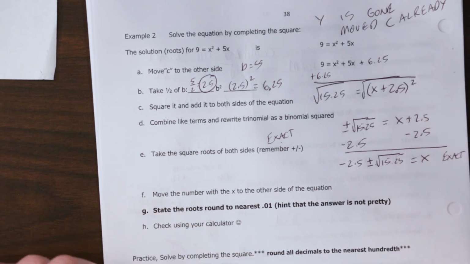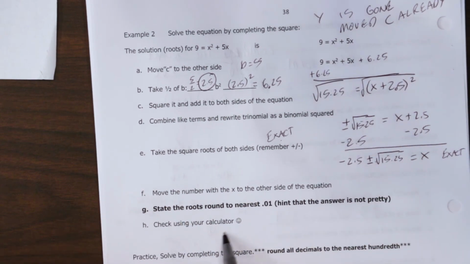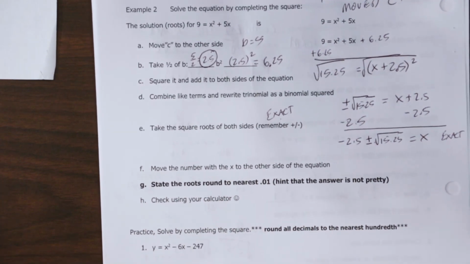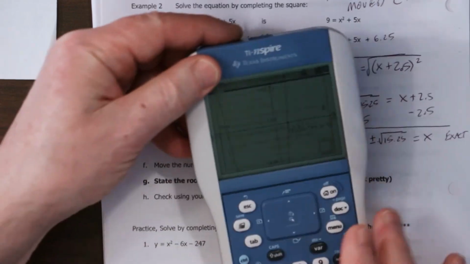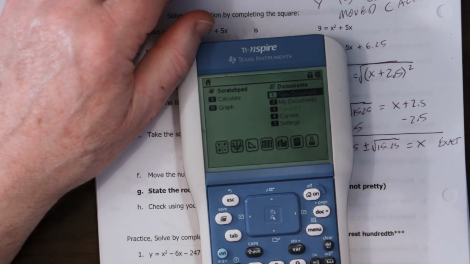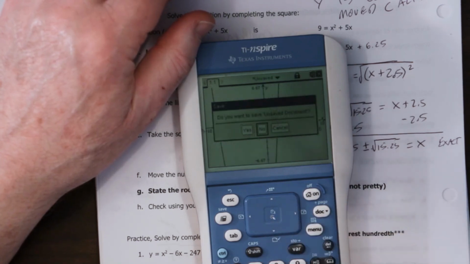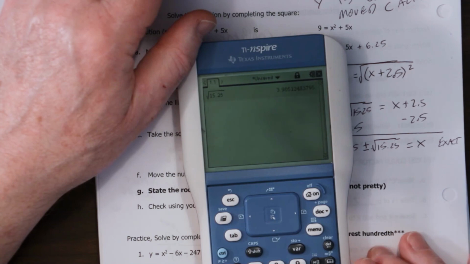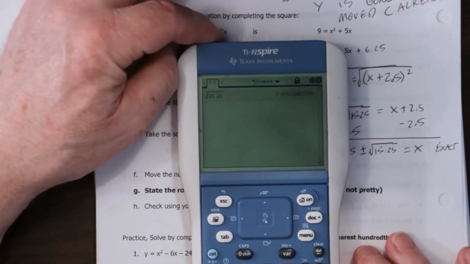Okay, but it says somewhere around here, we're going to round our roots to the nearest hundredth. Okay, and I still don't know what that square root of 15.25 is. It might be a nice number. Let's find out together. It's been a while since I've done this one, so I don't remember. Get ourselves a calculator up and do control square root 15.25. Oh, that's ugly. I don't know whether you can read that or not.